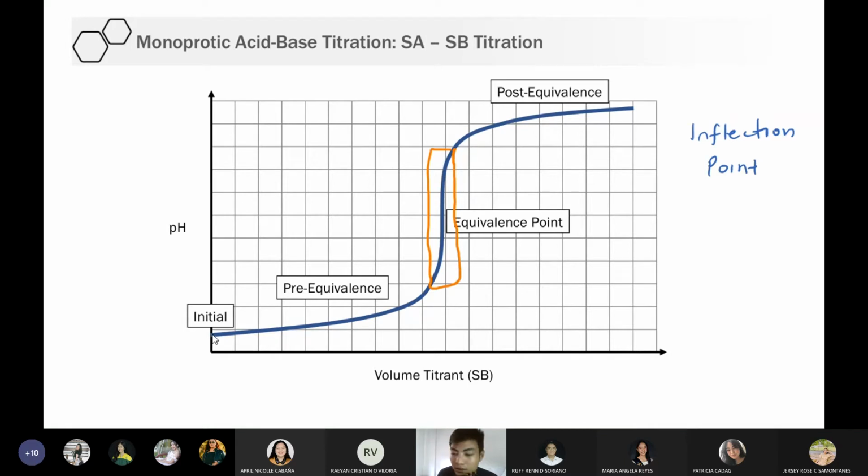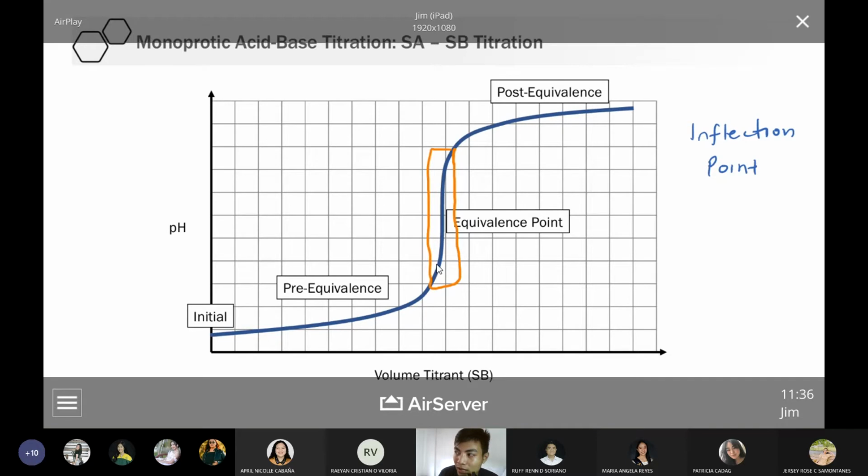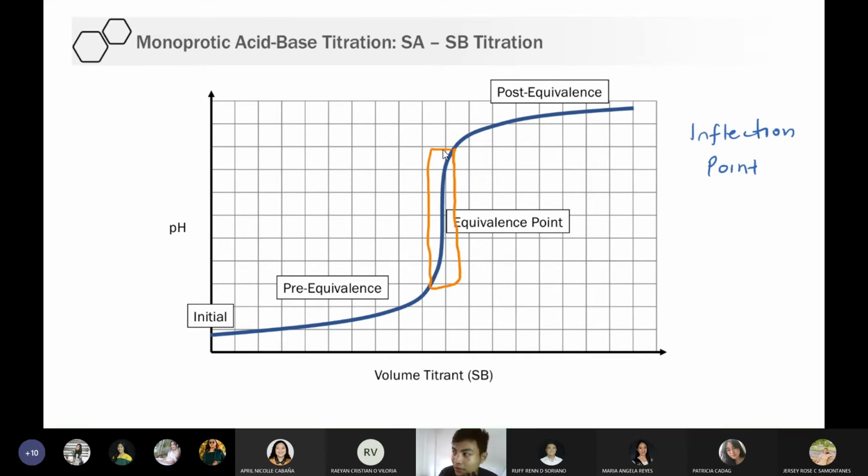You have your initial pH, dagdag ka titrant, unti-unti aakyat na, then suddenly inflection point, no? In this inflection point, andito yung endpoint and the equivalence point, no? Dito sila makikita. Mapapansin nyo, small change lang yan sa x pero ang laki ng change sa pH. Okay? So yan. And then after the equivalence point, lagpas ka na sa titration, ayun, mataas na yung pH. Bakit mataas yung pH? Kasi sobra ka na ng base, no? Sobra ka na ng strong base. Kaya mataas yung pH. Ayan.